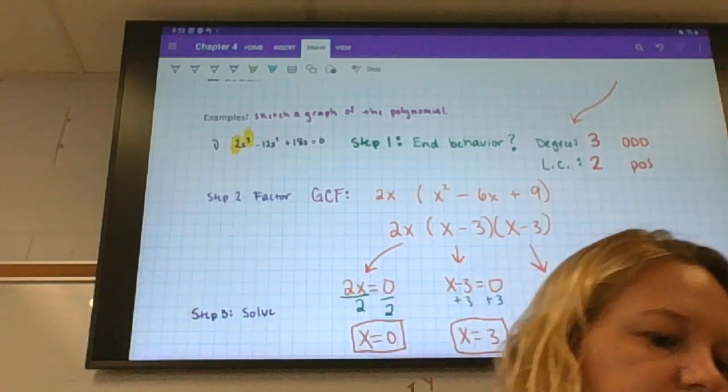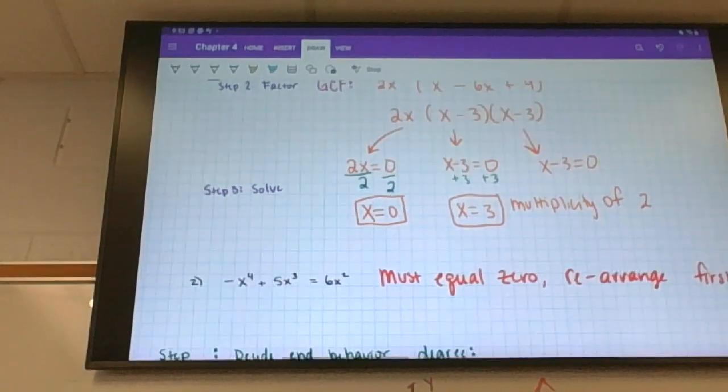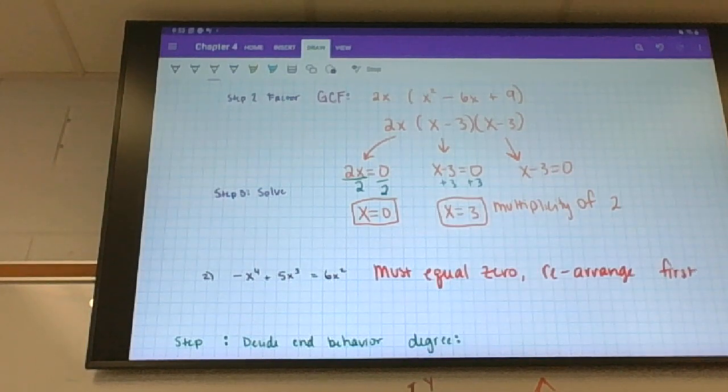All right, next one. So that was an odd example. Our next one is even. So the book, I believe, and sometimes whatever, your polynomial isn't presented correctly. So I wanted to put this disclaimer out there. Make sure everything's in the right order. So sometimes you gotta rearrange. Like this one's not set equal to 0. So I'm gonna have to rearrange this guy before I even start. So just as a disclaimer, your polynomials have to equal 0 before you factor or solve.